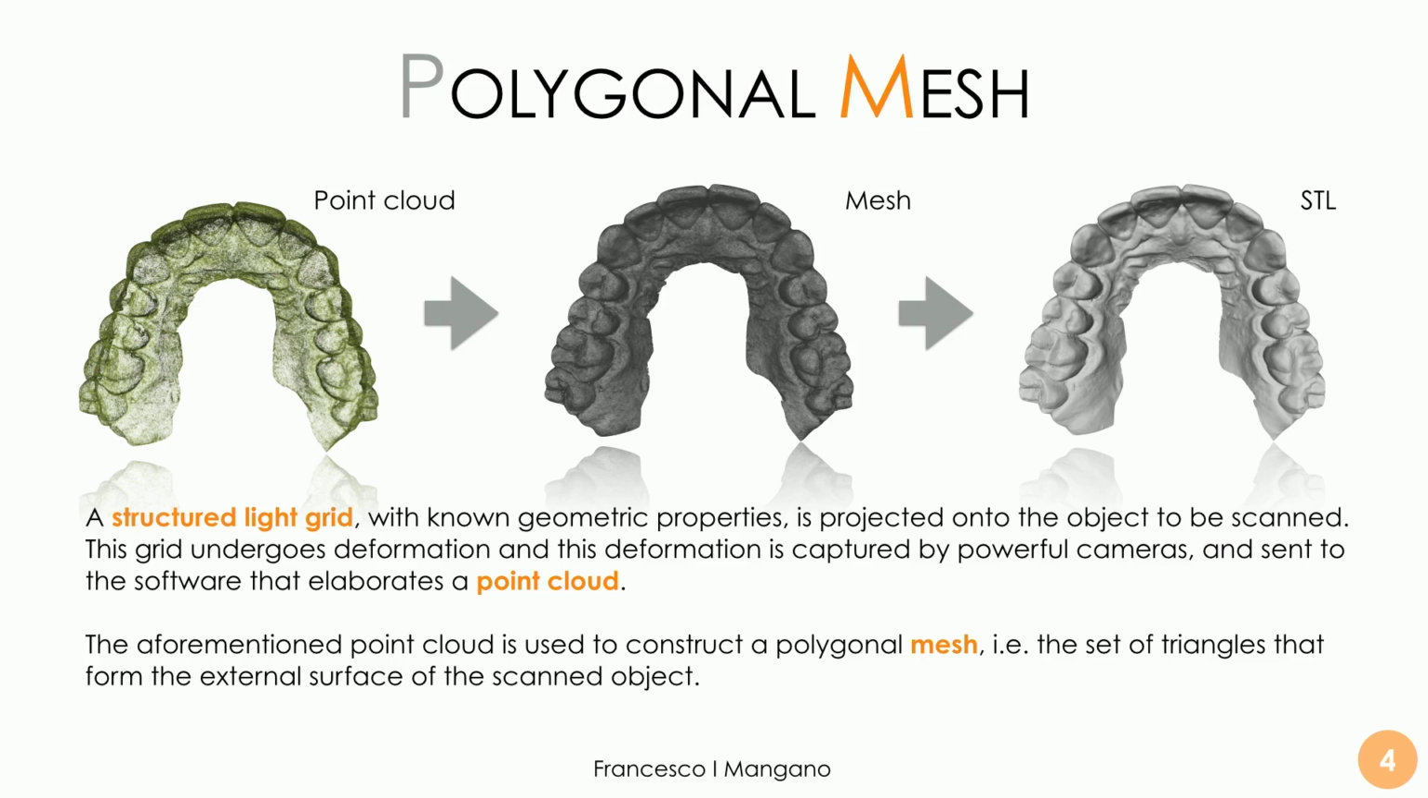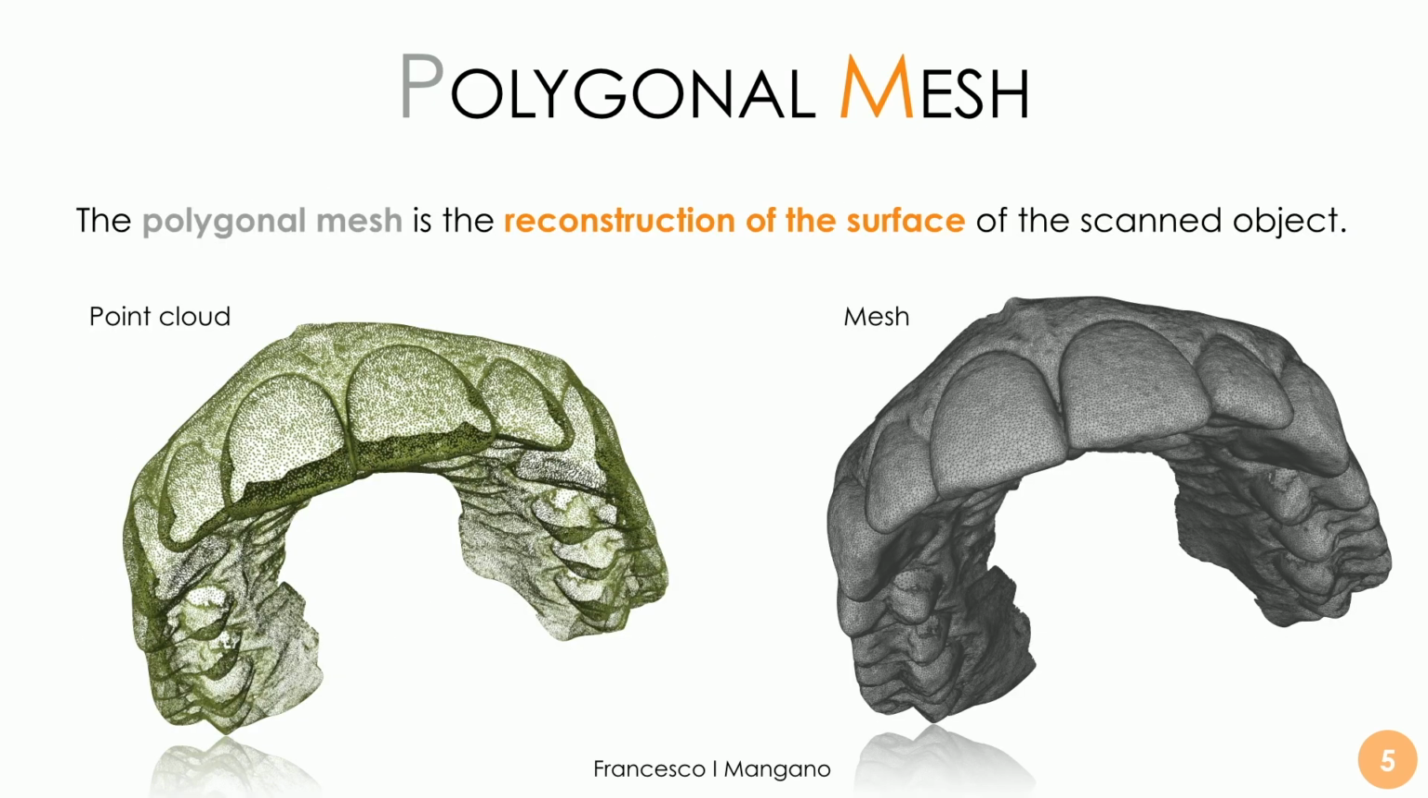So a set of triangles is built connecting the selected points of the cloud by means of interpolation, by means of algorithms for the reconstruction. And then we have the reconstruction of the external surface of the scanned object. So we have a surface reconstruction that is represented in this case by the mesh and by the standard tessellation language file. It's important to say that the polygonal mesh is the reconstruction of the surface of the scanned object, and it comes from a point cloud.